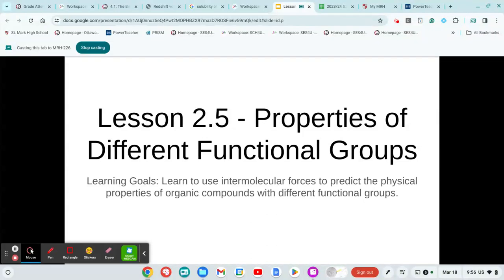Okay, so this is lesson 2.5. It's all about the properties of the different functional groups. What's important today is that we're going to learn how to use the intermolecular forces in order to predict the physical properties of organic compounds that have different functional groups in them.